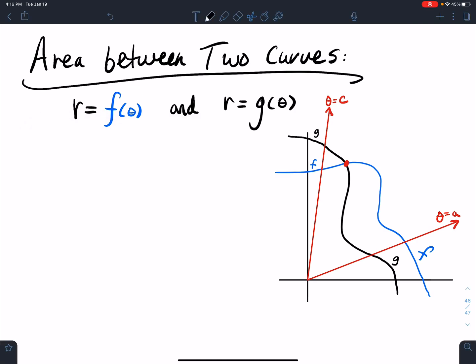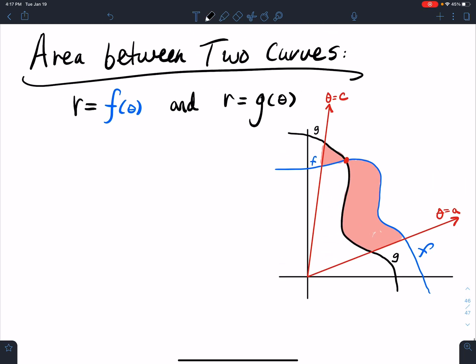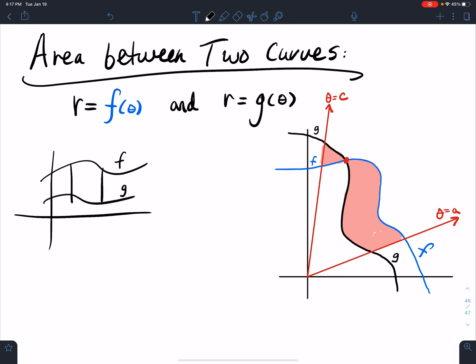All right, so maybe that'll help. And so what we have to account for, if I'm going to find this red shaded area here, is I need to do the outside minus the inside. It's just like whenever we had two functions, f and g, and I wanted to find the area from A to B. You do the top minus the bottom, right? So it's the same thing here.